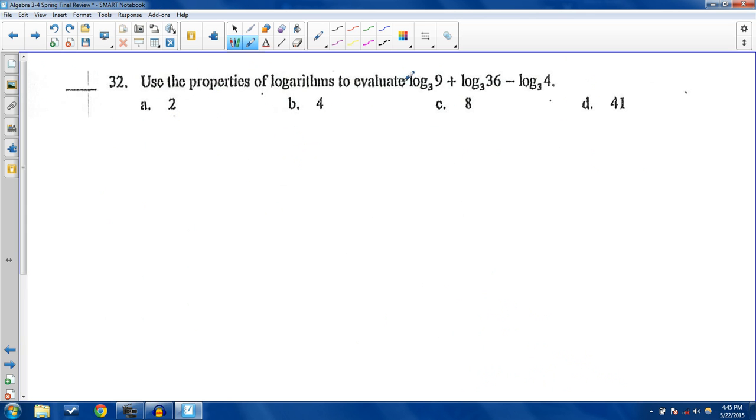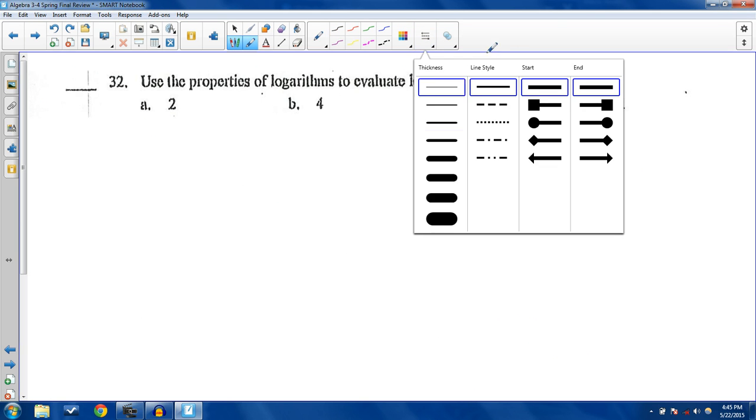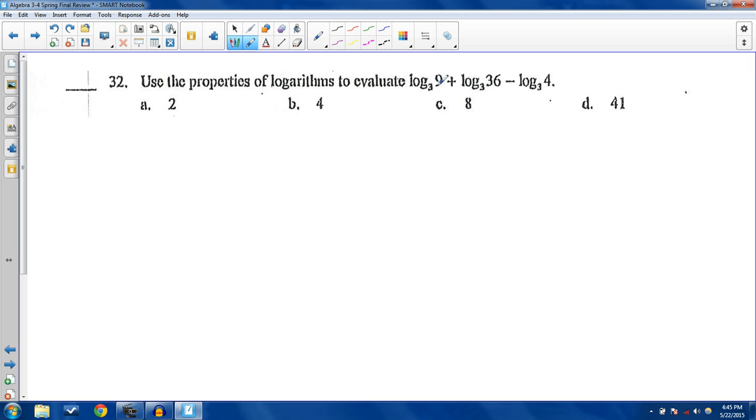Use the properties of logarithms to evaluate this stuff. Alright, so really all you're asking is what 3 to what power gives you 9, 3 to what power gives you 36, 3 to what power gives you 4. Well, sometimes they're not so easy, right? 3 to what power gives you 36? I don't know. So it might help to condense this all. Maybe we get a number that really works out for all this.